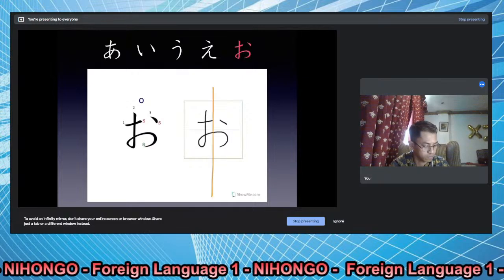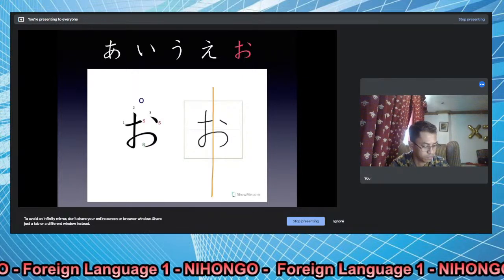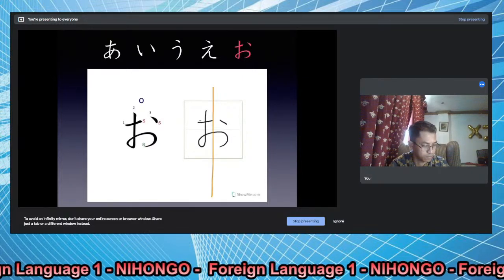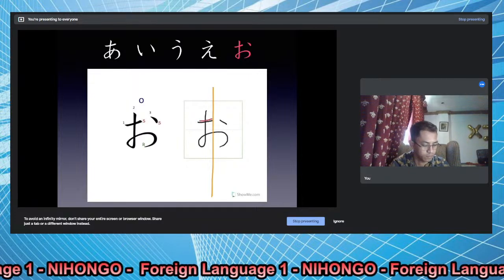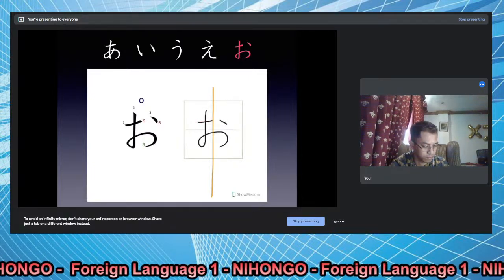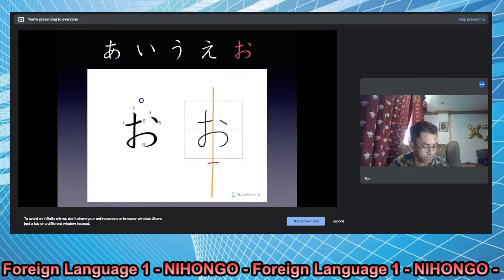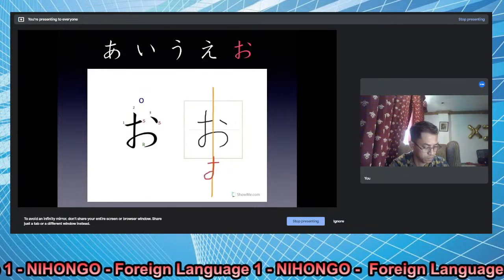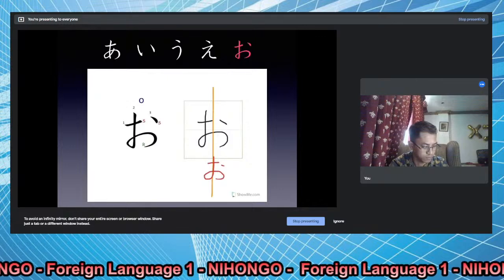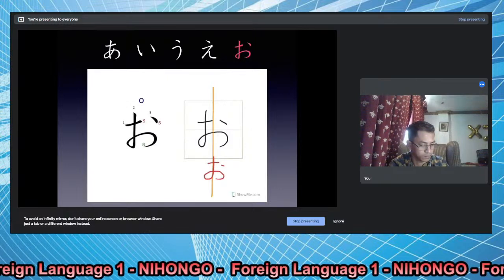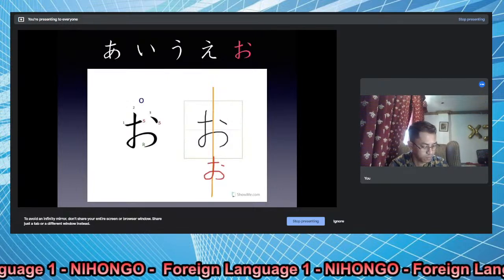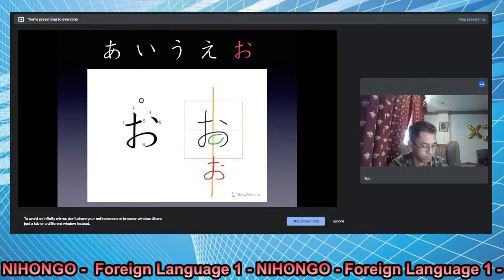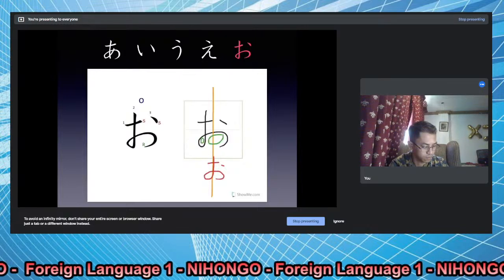Here's the center line. As you can see, the first stroke is placed on the left side, not in the center. This is very important. If you place the first stroke in the center, you will end up writing your O like this, which is not right. In the correct form of O, the open space here is bigger than here.